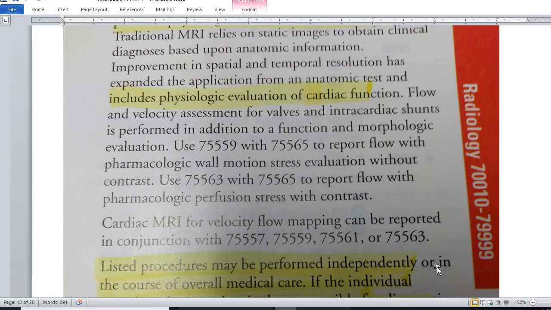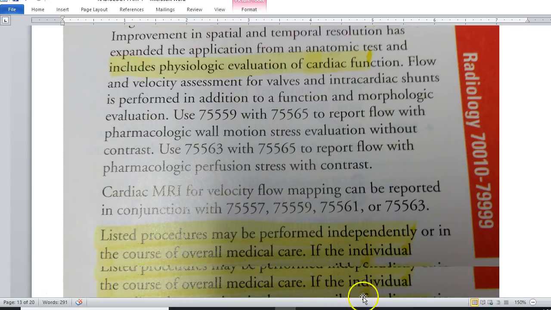Again, usually pharmacologic stress, meaning we inject the patient with a drug that's going to speed up their heart rate, and then we inject them with another drug that's going to get their heart rate back down to normal, and we're going to test them to see what the differences are.